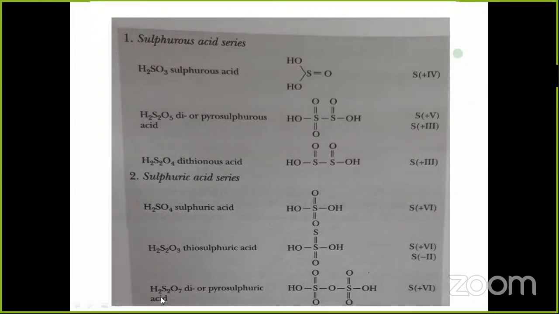Then pyrosulfuric acid, H2S2O7, where an SOS bridge bond is present. Generally we call this acid oleum or fuming sulfuric acid. This acid contains an SOS bond, the sulfur hybridization is sp3, and the average sulfur oxidation state is +6. Here the new bond, the SOS bond, is present, along with SO double bond and SOH bonds.